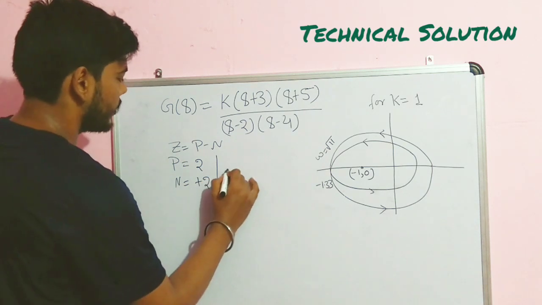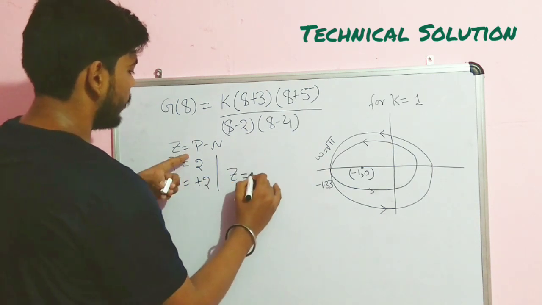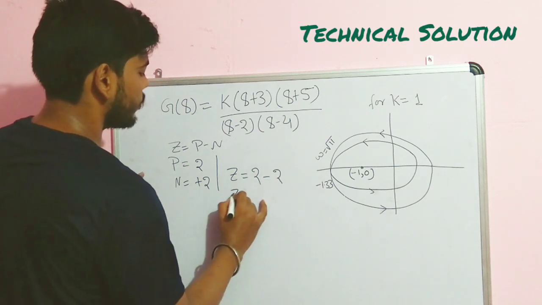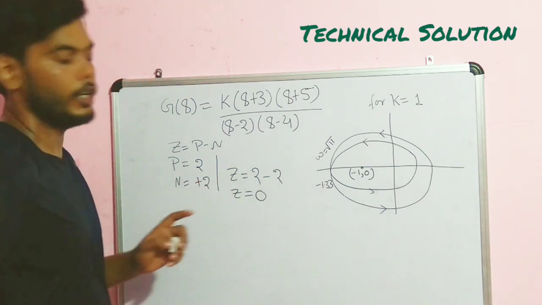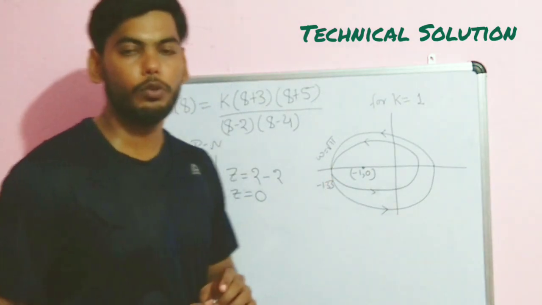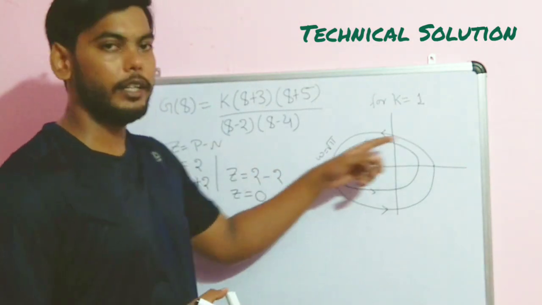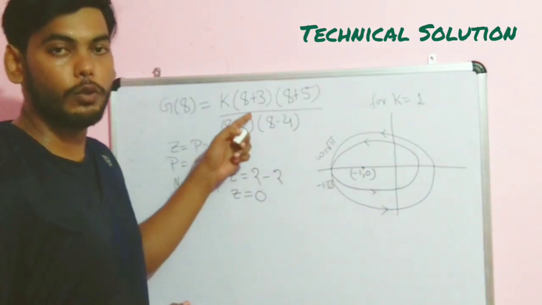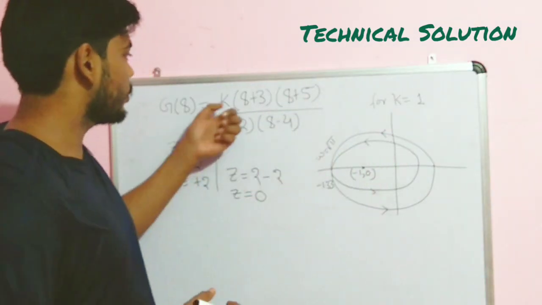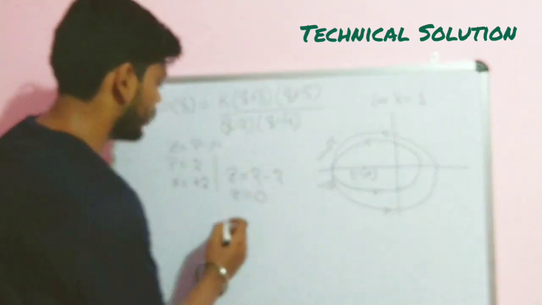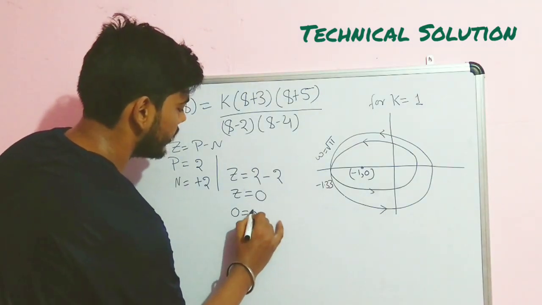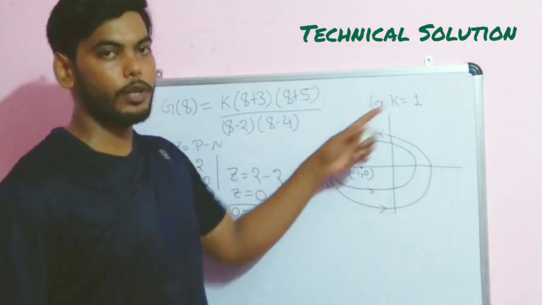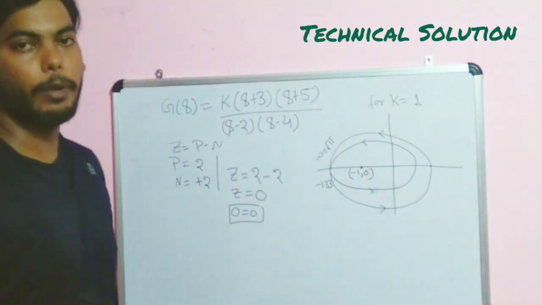Then we put in this equation: Z is equal to... the value of P is 2 and the value of n is 2. So Z is equal to 0. Z is the number of zeros that lie on the right side of the S plane. So there are no zeros on the right side of the S plane, so Z also becomes 0. So the condition is satisfied. So for the value of K equal to 0, the system becomes stable.